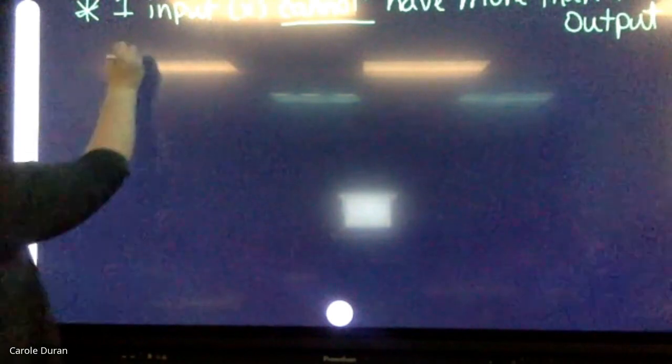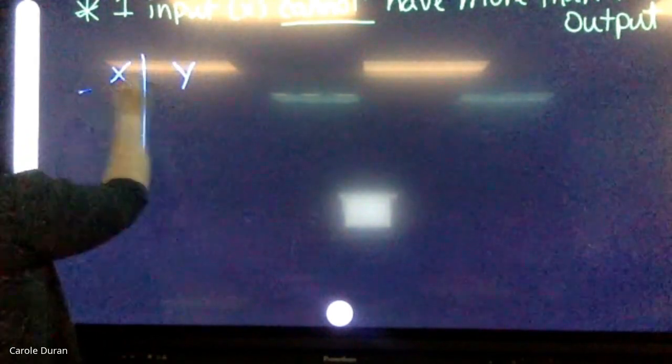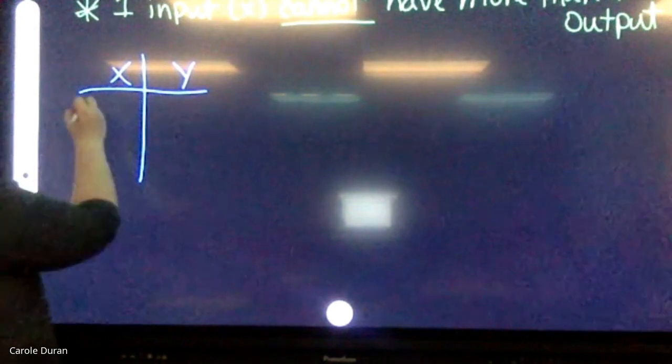Okay, I'm going to move that to the top, and I'm going to go ahead and write out our first table to consider. So the first thing we're going to consider is this XY table.